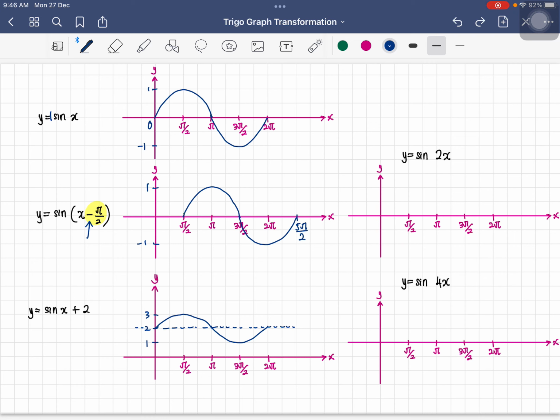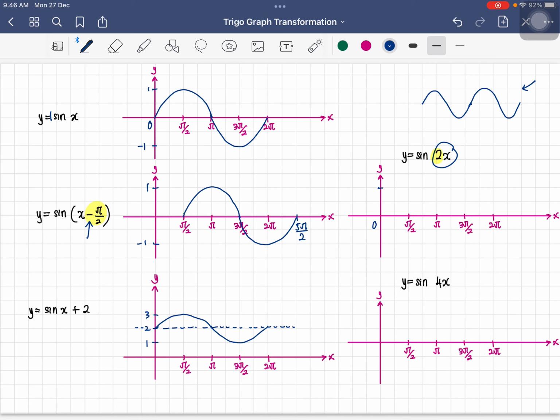Let's look at this. What does it mean by sine of 2x? Recall that for one complete cycle of sine we have this shape. But if we have 2x, then within 0 until 2 pi we will have 2 cycles, because of this coefficient. So we sketch this shape twice inside 0 until 2 pi.